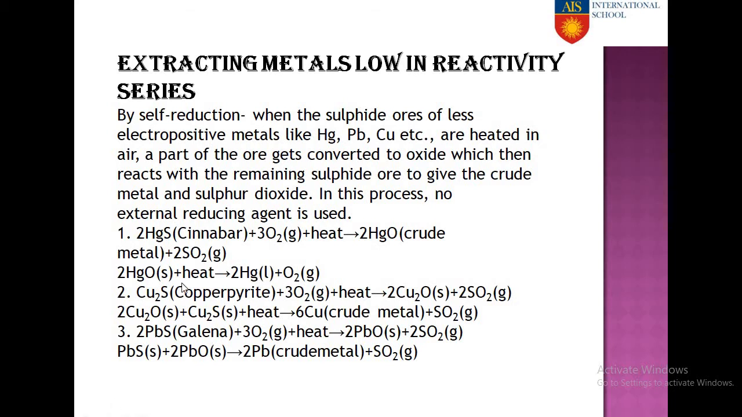Now, copper pyrite, copper sulfide, when it reacts with oxygen, gives us copper oxide and sulfur dioxide. Now, this copper oxide, when it reacts with the remaining copper sulfide, gives us crude metal Cu plus SO2. Similarly, galena PbS, lead sulfide, reacts with oxygen and gives us PbO and SO2, and when this PbS reacts with lead oxide, it gives us crude metal Pb plus SO2. Clear? So this is the process of self reduction.